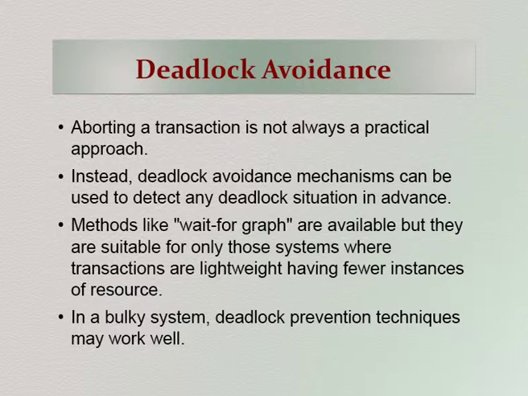Methods like the wait-for graph. By plotting the resources along with their state in the form of a graph, this particular method is called the wait-for graph. In that graph, all the transactions and their resources are mentioned. In a bulky system, deadlock prevention techniques may work well. Otherwise, for individual transactions, it may fail also.